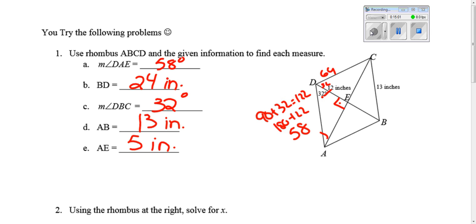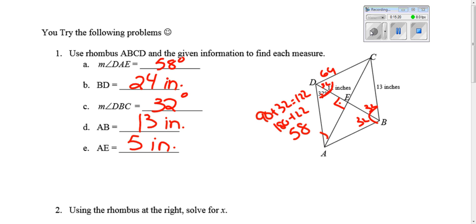All right, BD is 24 degrees. Why? Well, the diagonals bisect each other, so if DE is 12, the whole thing is 24. I double it. DBC is 32 degrees. Why? Diagonals opposite each other are congruent, and they bisect in half. So if that's 32, each piece over here is 32 also.